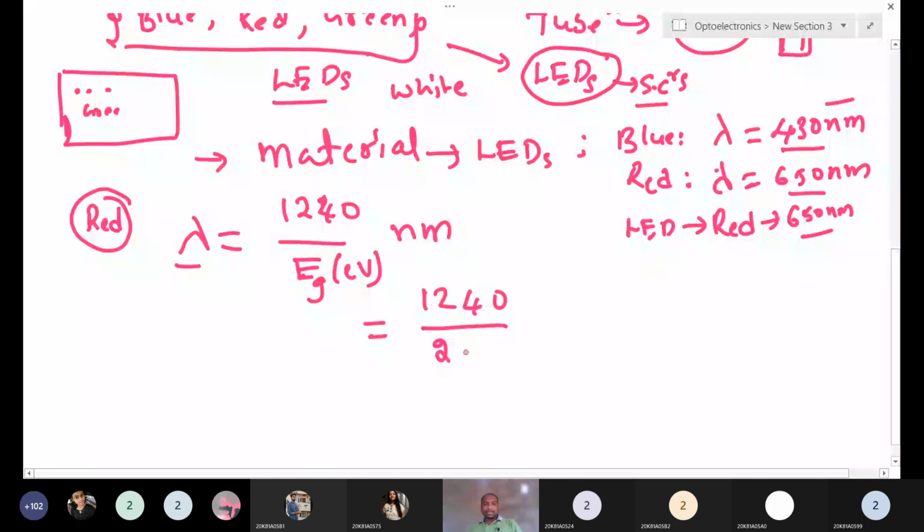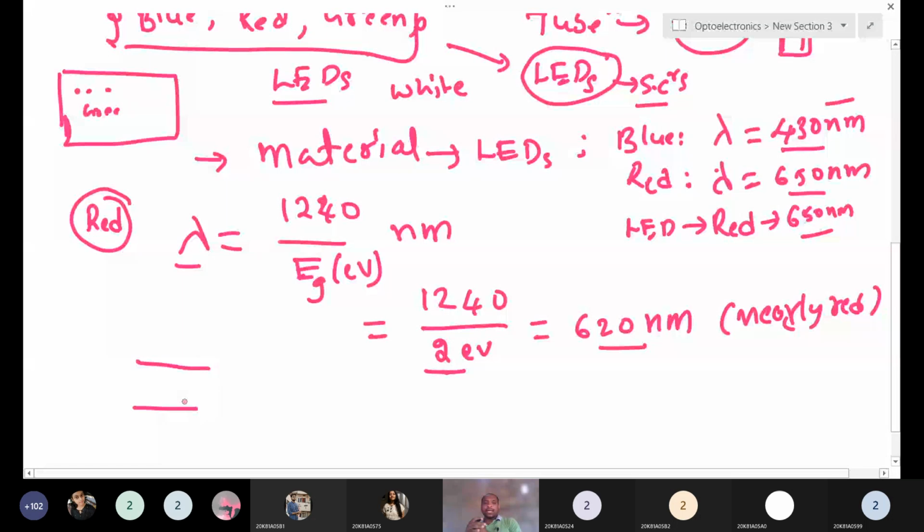Which color photons will be emitted? Here it is red, nearly red, because once you calculate the wavelength using this formula, you will get 620 nanometers. That means red color. The conclusion is that depending on the chosen material, the photon color, or emitted light color, changes.